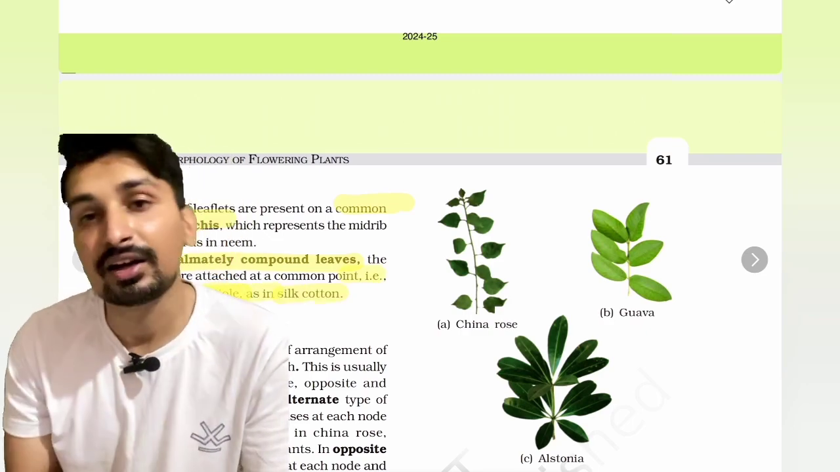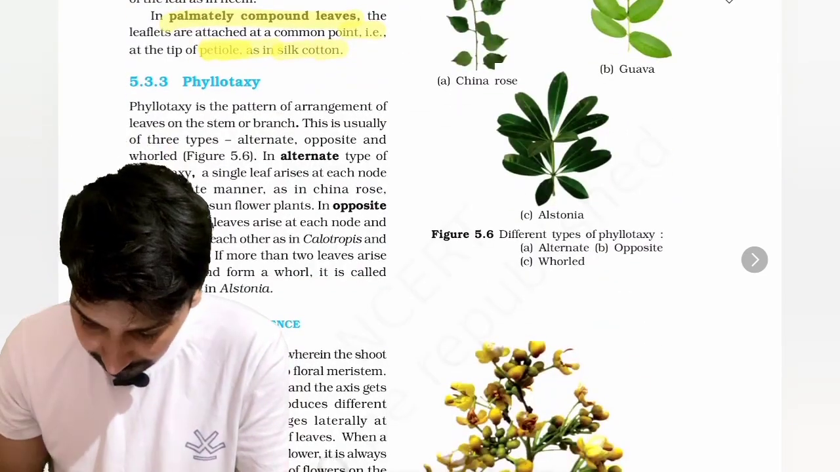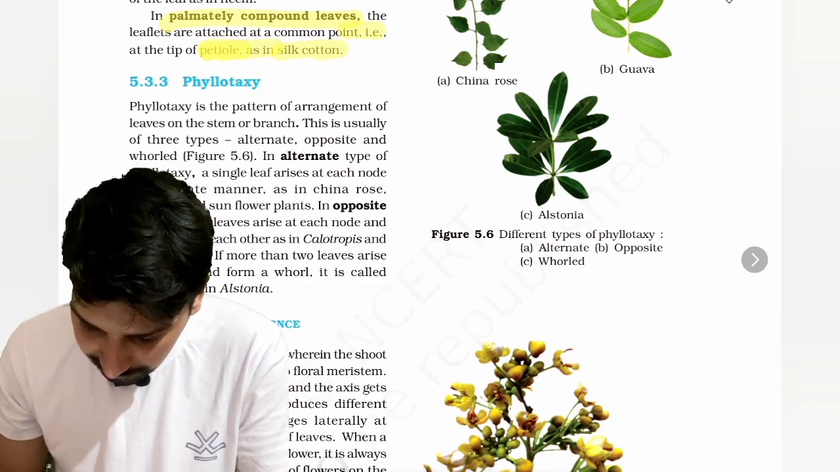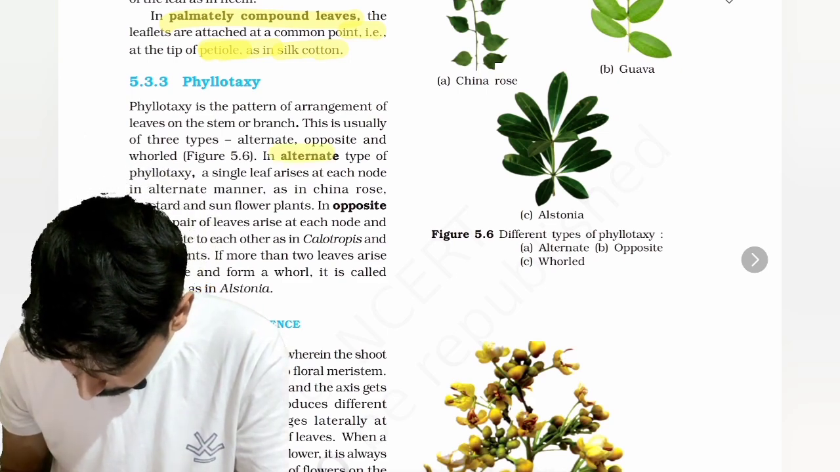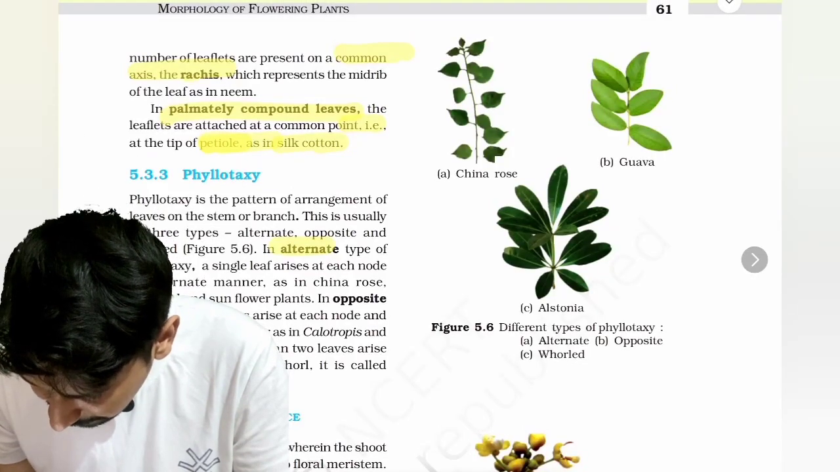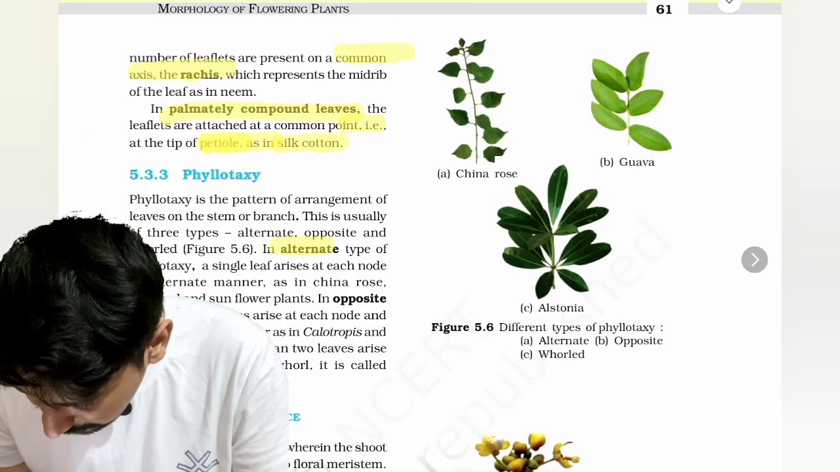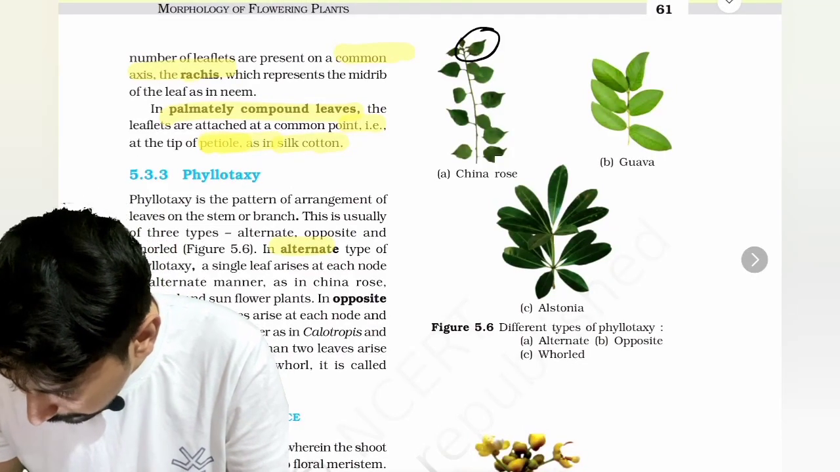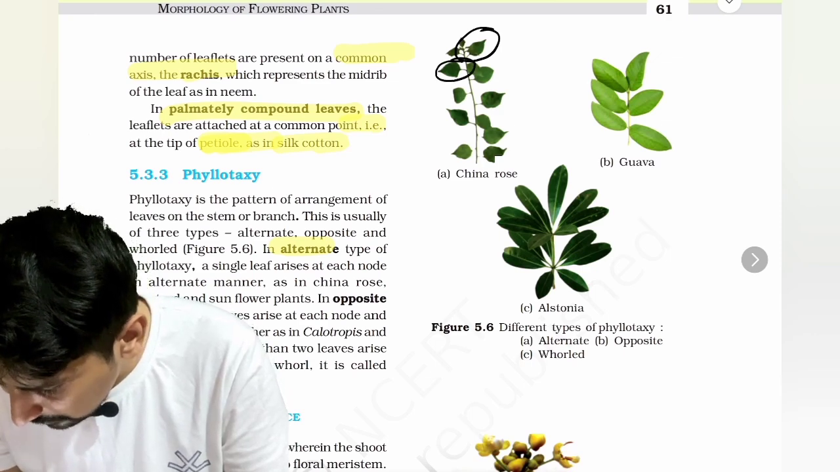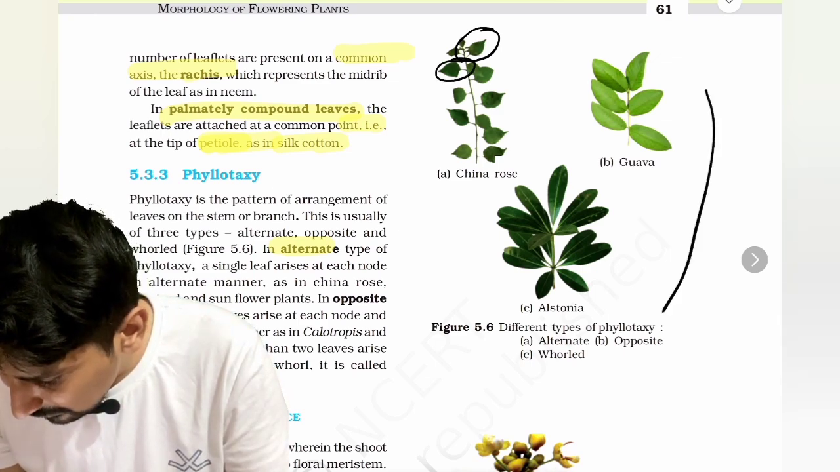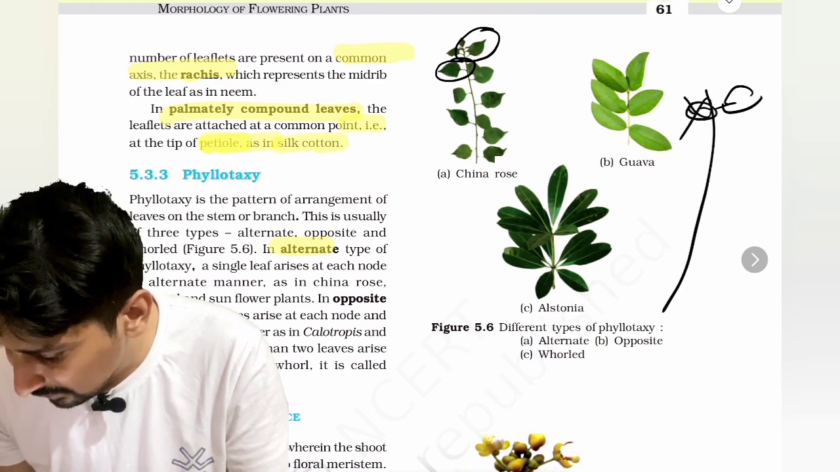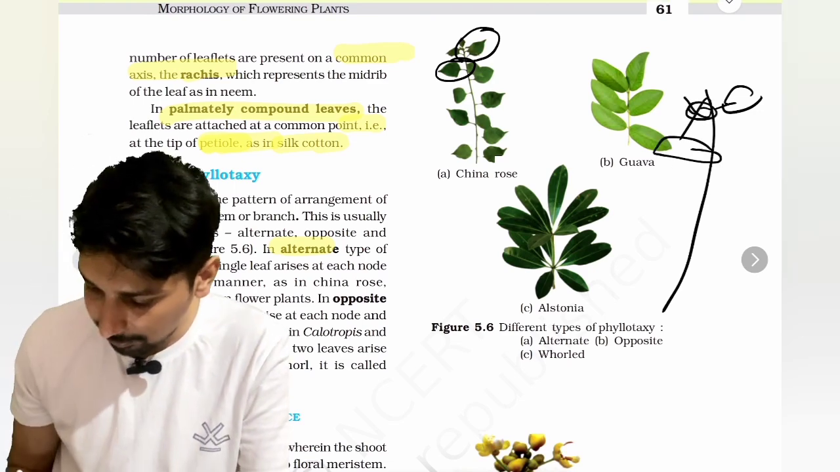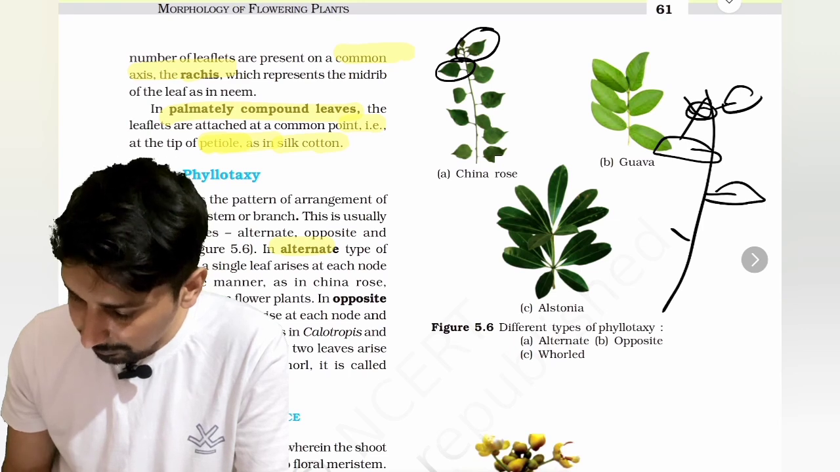Phyllotaxy is how the leaves are arranged. Phyllotaxy can be alternate. You can see here, one leaf is present, after that there is another leaf. One leaf will be present, then another leaf below that, then another leaf here, and another here. This is known as the alternate type.